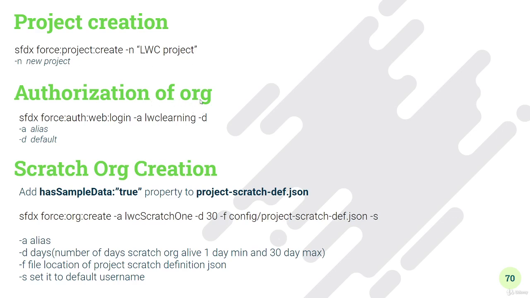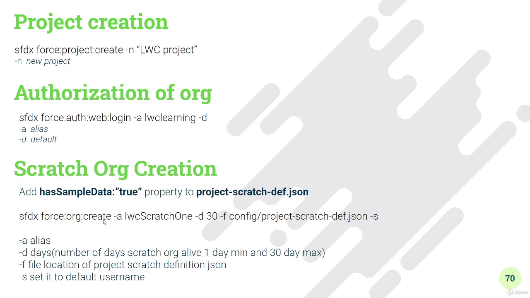Authorization of the org is the authorization with your dev hub. So you can write sfdx force auth web login -a, whatever name you want to give, and -d is very important to set your org as the default. Then the scratch org creation. Before creating the scratch org, if you want the data to be there, add the hasSampleData true property to the project-scratch-def JSON file.